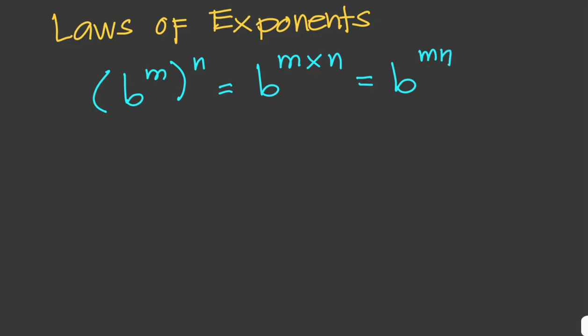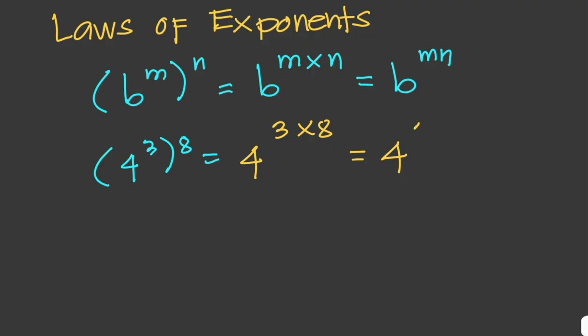Say for example, we're given 4 cubed to the 8, and this would become 4 to the power of 3 times 8, and then 4 to the power of 3 times 8 is 24.